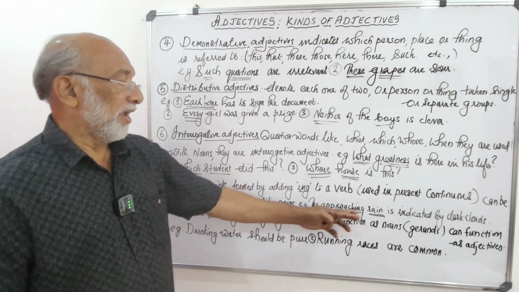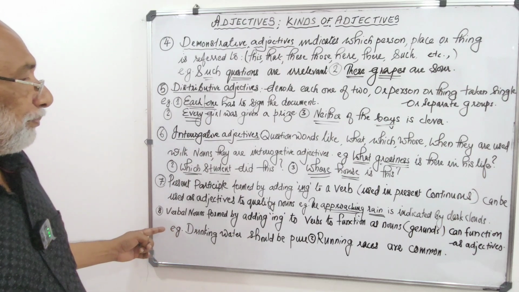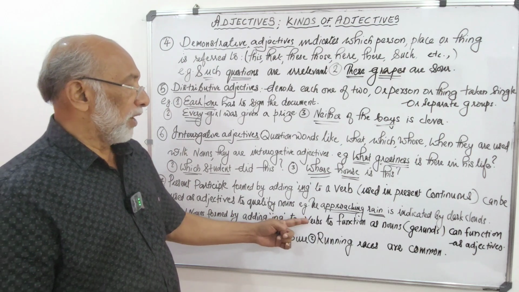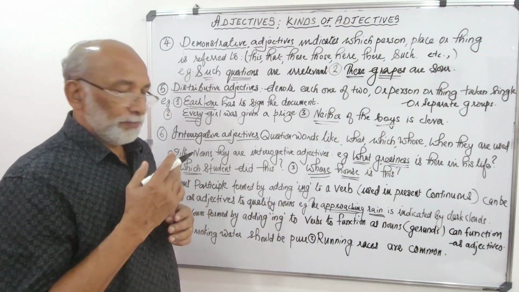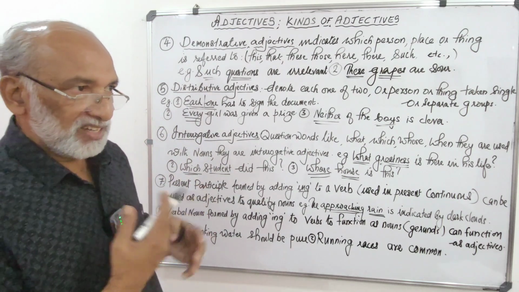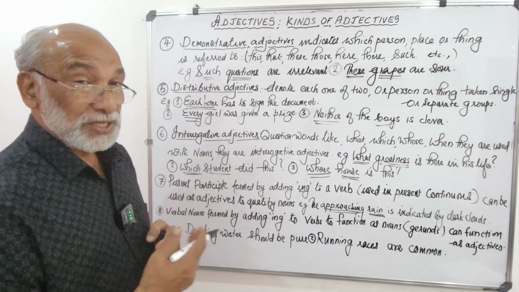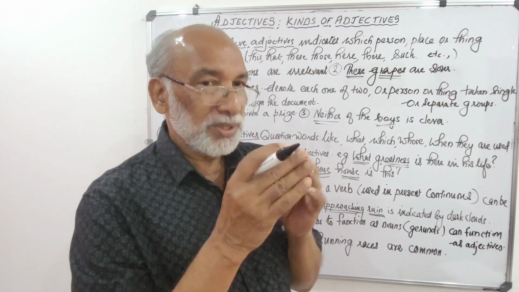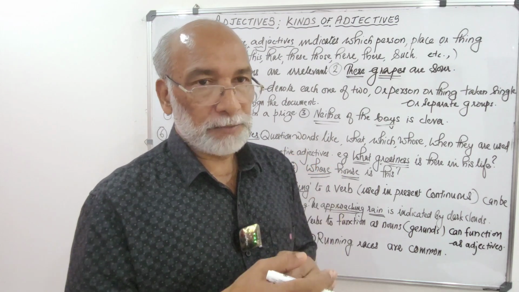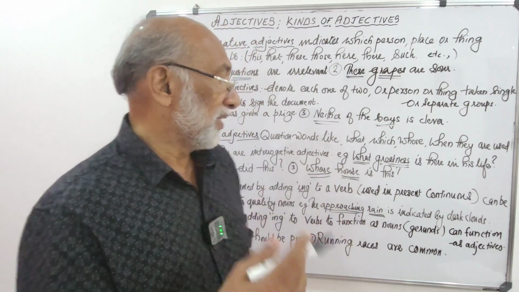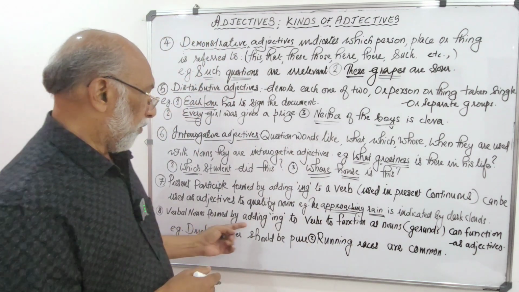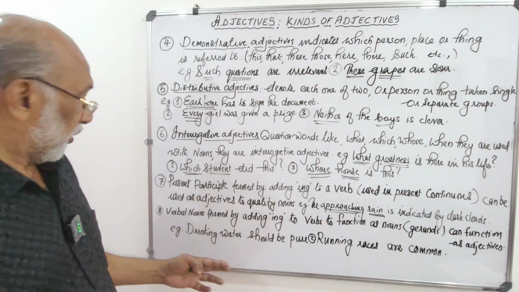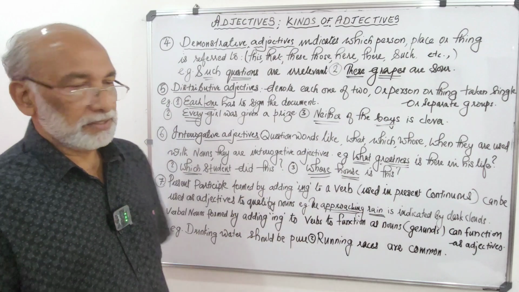So present participles, formed by adding ing to a verb and usually used in present continuous tense, can be used as adjectives to qualify nouns. Then the eighth one, verbal nouns formed by adding ing to verbs to function as nouns. You know, sometimes ing is added to the base form of the verb to function as nouns. Usually we use this as gerunds. The grammatical term used is gerund. Verbal nouns formed by adding ing to verbs to function as nouns. Gerunds that can function as adjectives.